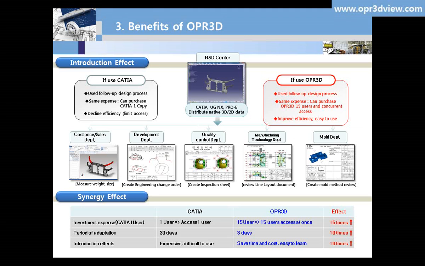The second is a rapid application of the work. OPR3D is a product with high utility rate, and it can be applied to business immediately, when you finish basic education for just 2 hours. Finally, it is a 3D and 2D view product that developed in domestic, improved performance and additional features are supported rapidly.